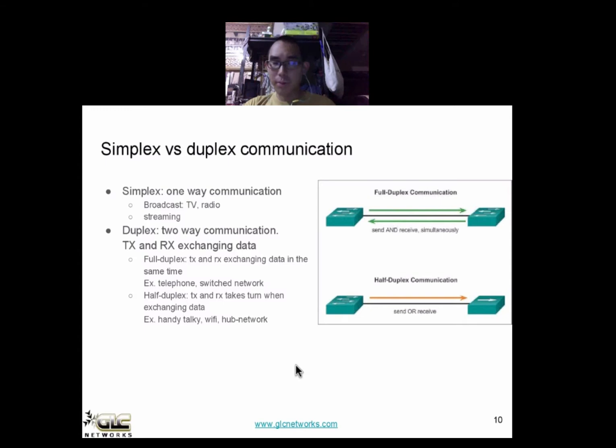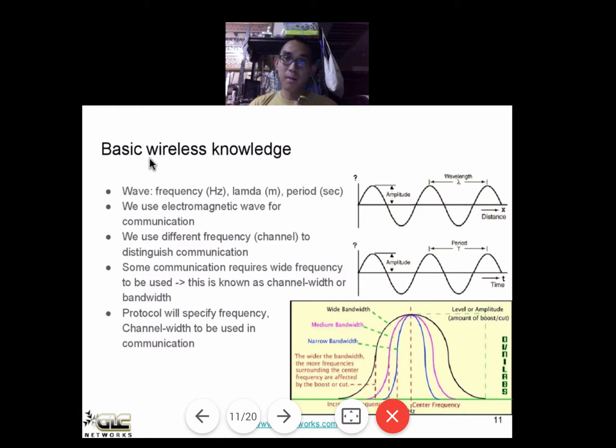Next is half duplex, meaning TX and RX take turns when they exchange data. For example, a handy talkie or walkie-talkie, or Wi-Fi. So if you use a Wi-Fi connection, actually it's not full duplex, it's half duplex. And if you still use a hub network instead of a switch, that one is still half duplex. Right, okay, so some basic knowledge.